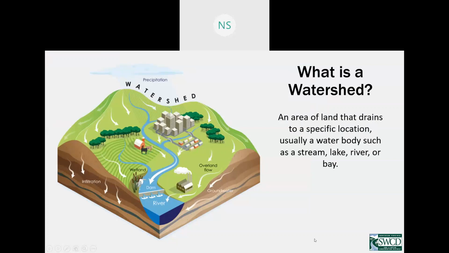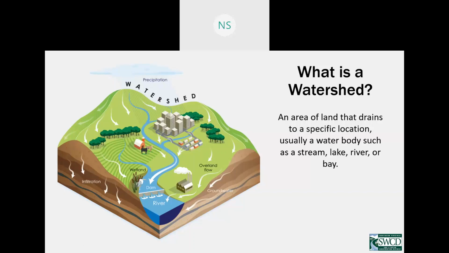So what is a watershed? A watershed, quite simply, is any area of land that drains to a specific location, like a stream, a lake, a river, or a bay, or any other body of water. It's bounded by mountains along the sides. So you can see here right along the top of our picture, our watershed is bounded by some mountains, and the water goes down the mountains into the water.